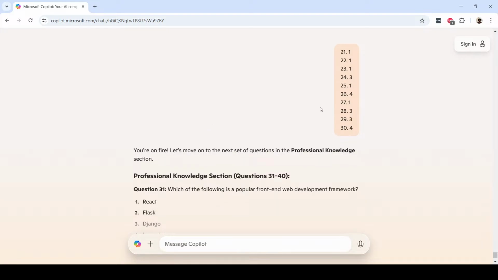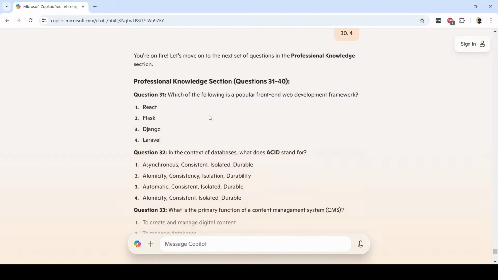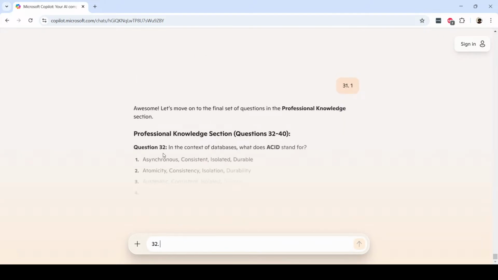Okay, for this section we have taken much less time, so that's why it is saying you are on fire. So let's complete another 10 questions. Which of the following is a popular front-end web development framework? React. Oh, I have done the enter.